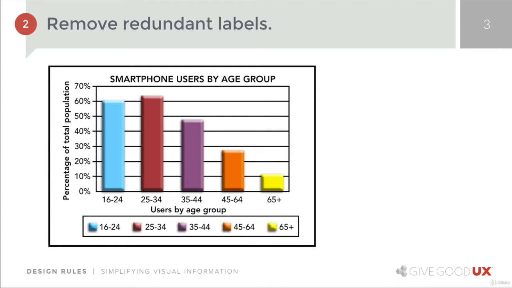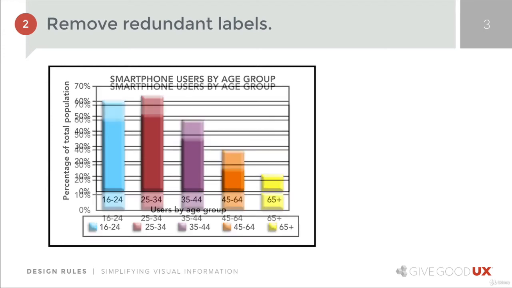I got that. Now, take a look at the fact that there's a color key down at the bottom. Blue, 16 to 24, red, 25 to 34, etc., etc. Now, take a look at the chart. That association is already there. The blue bar with 16 to 24 under it, you're already telling me that information. So the key below is useless. It's unnecessary. It's redundant. So we remove it.